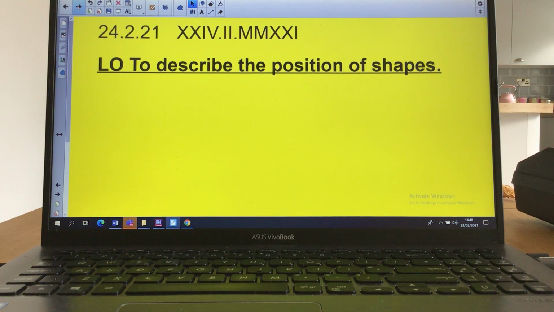Good morning, Year 4. It's Wednesday, the 24th of February, and this is the maths lesson. We're going today to think about describing the position of shapes.